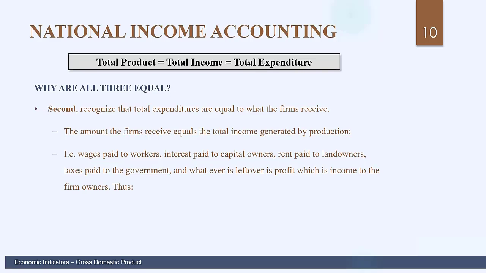Think of an automobile with the final value of $32,000. The composition of that $32,000 includes wages paid to the workers who produced it, interest paid to capital owners, etc. And then whatever is left over is profit to the owner of the firm. So that final value all represents income to households. Thus, total expenditures in an economy will equal total income.